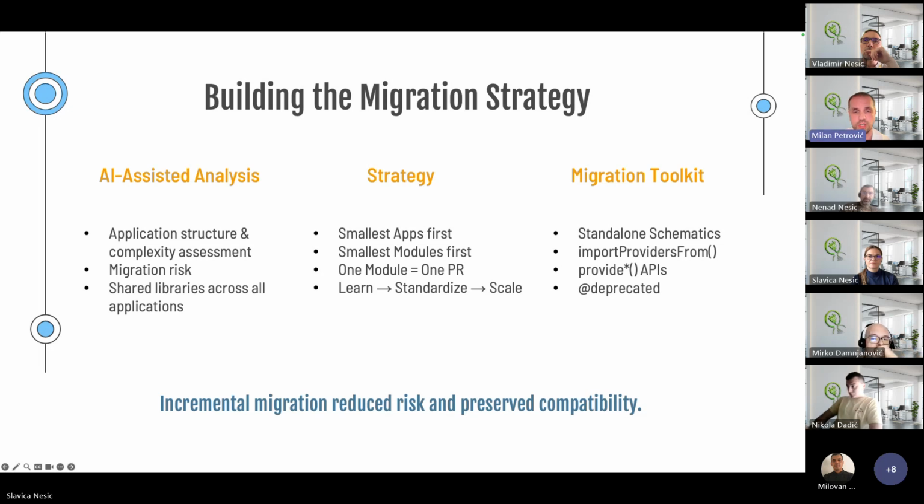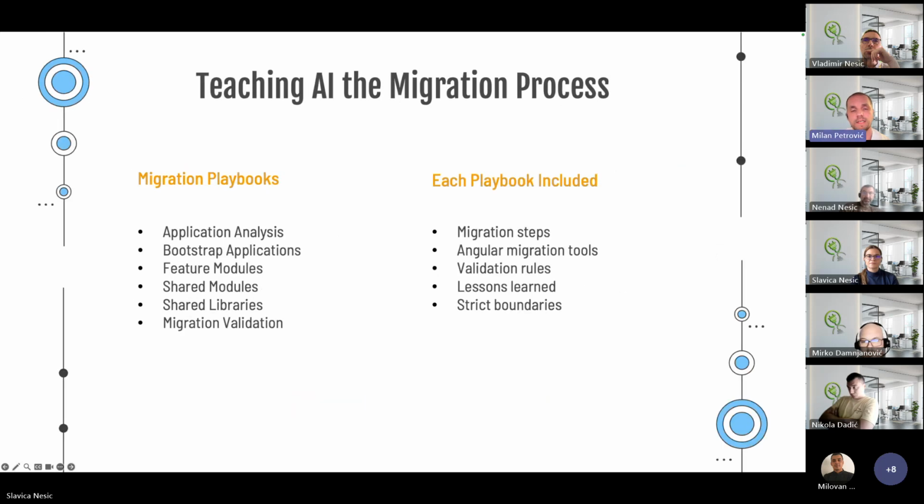To support the migration, we relied on the Angular Standalone Migration Toolkit. At the center was the Angular Standalone Schematic, which automated much of the migration process. Together with importProvidersFrom, the provide API, and the deprecated annotation, it allowed us to migrate incrementally while our shared library kept backward compatibility. At this point, we had a strategy and we started migrating applications.